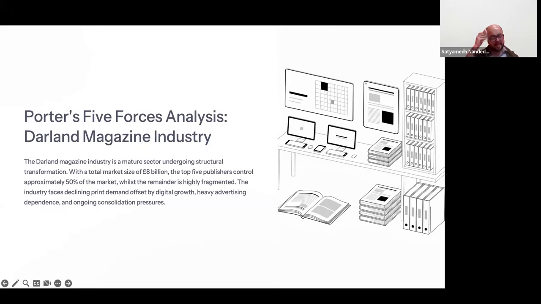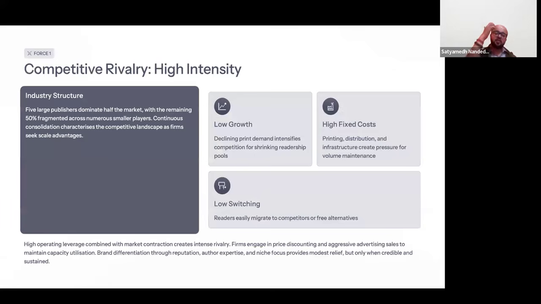So the magazine industry has a total market size of 8 billion pounds. The top five publishers control approximately 50% of the market, while the remainder is highly fragmented. If you look at this industry, the first force is competitive rivalry, and it appears to be quite high because five large publishers dominate half of the market, with the remaining 50% fragmented across numerous smaller players, right?